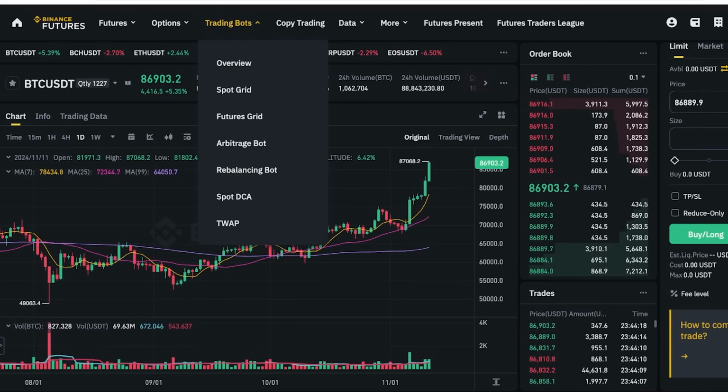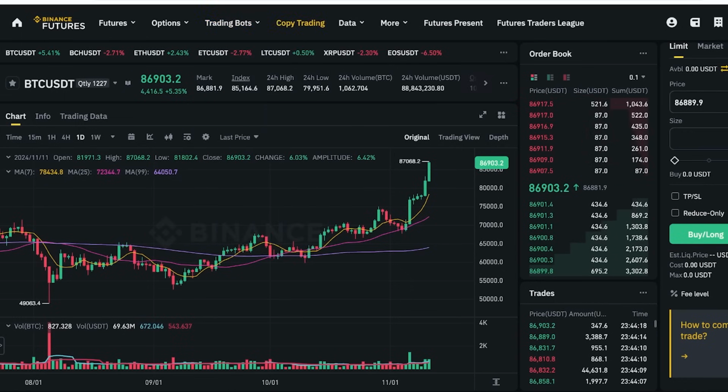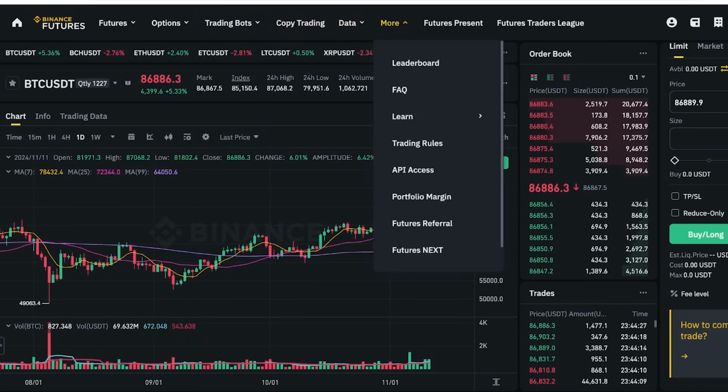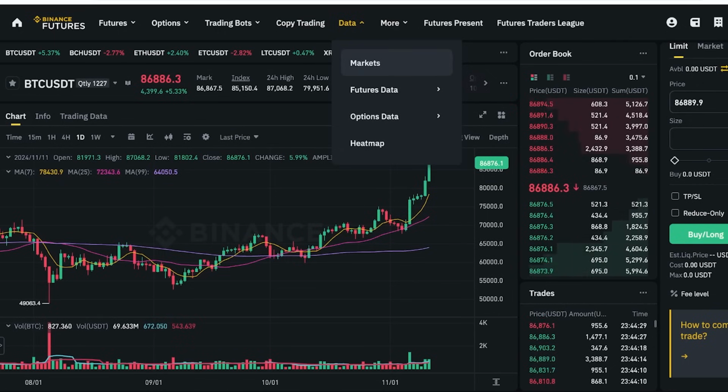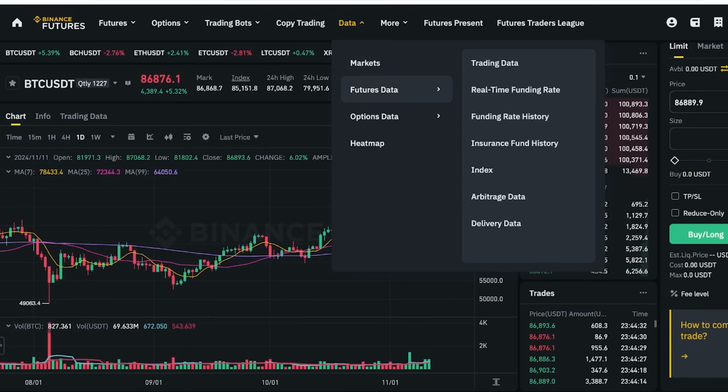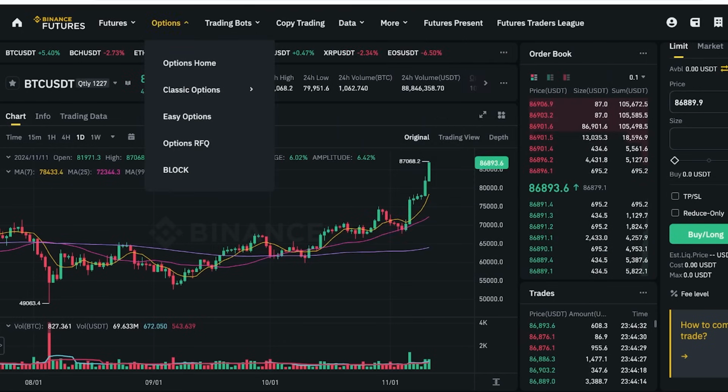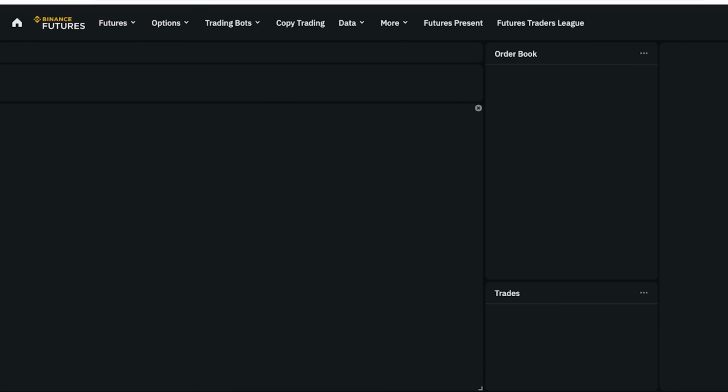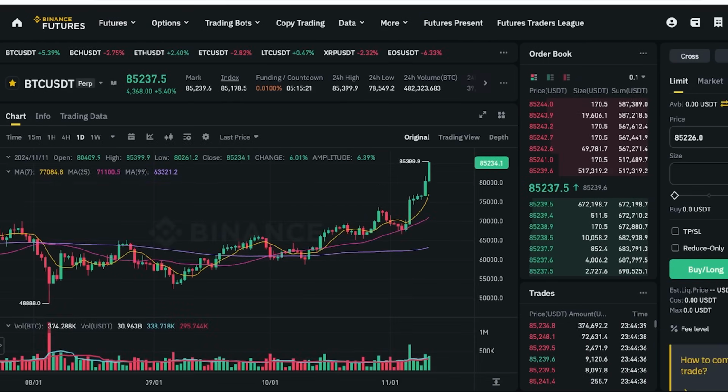You also do have these trading bots and copy trading tools that allow you to make this really easy as well. And you even have different markets, futures data available that can help you in trading in the futures market with Binance. Now, moving on, now that we have covered the basics, we can get started with our first trade.